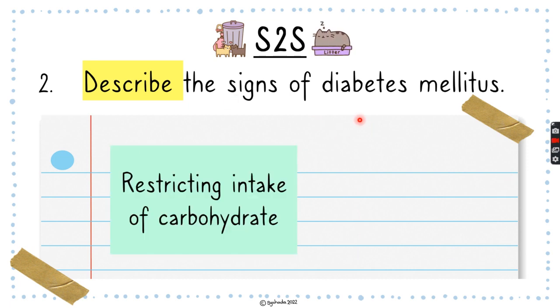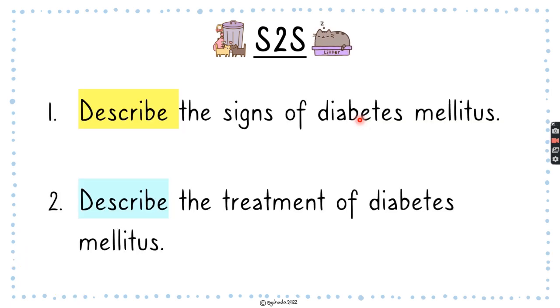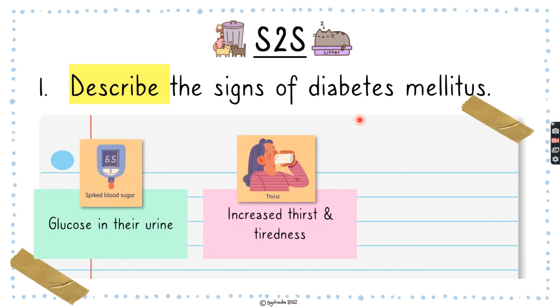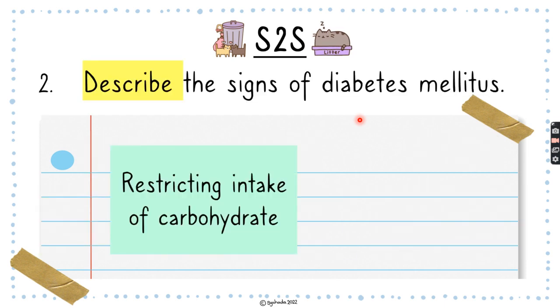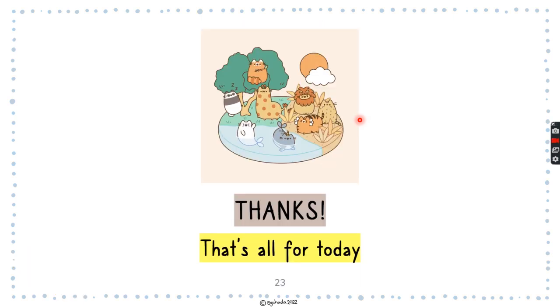Sorry, it's not to describe signs of diabetes mellitus. The second step to success is to describe the treatment of diabetes instead. So the treatment is to restrict intake of carbohydrate and take insulin therapy or insulin injection. So that is the end of our lesson for today.